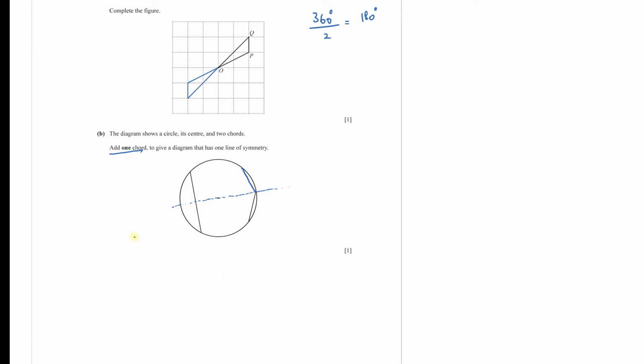So again, this satisfies the condition. You only added one chord and you have this line of symmetry. For this, you have this mirror image. For this line, you already have the other half on the other side. So that's the mirror image of this half. So there are two possible answers. You can draw either one of them.